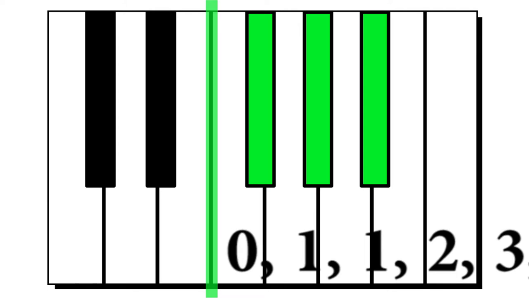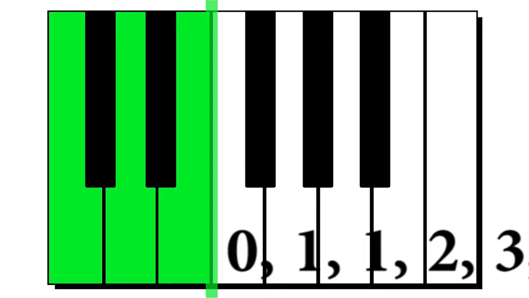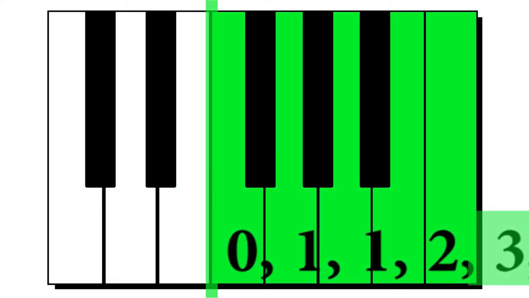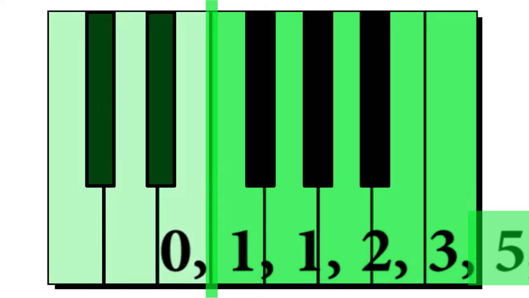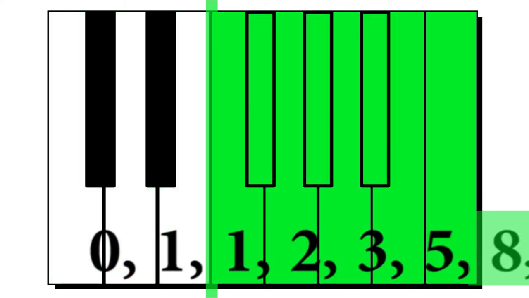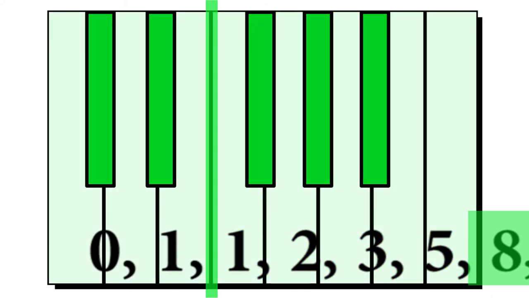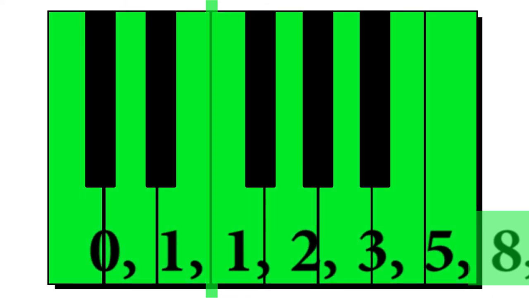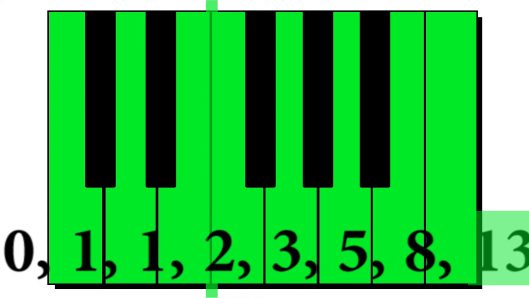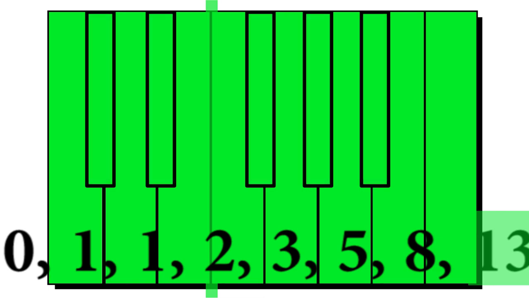How about the white keys? We would get a ratio of 3 to 5, also in the sequence. All keys together, 5 to 8. We also get 5 to 8 if we divide the octave by black keys versus white keys. Finally, we get 8 to 13 when we divide the octave diatonically, a C major scale in this case, versus chromatically, which includes all keys.